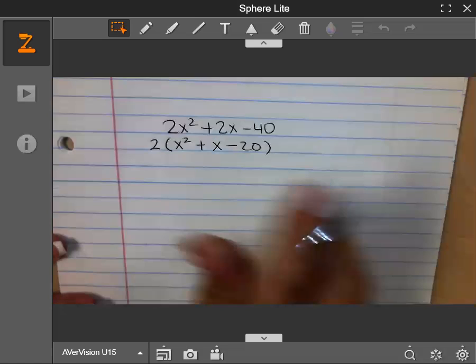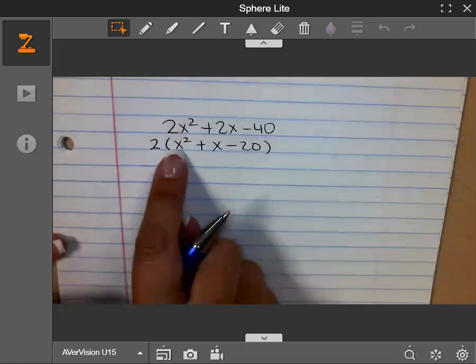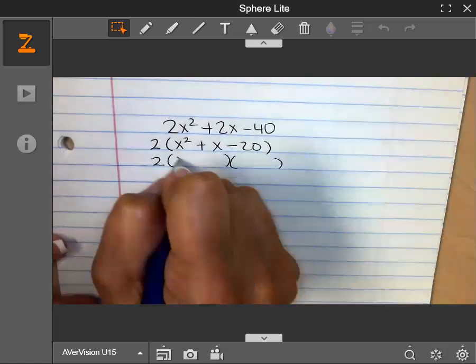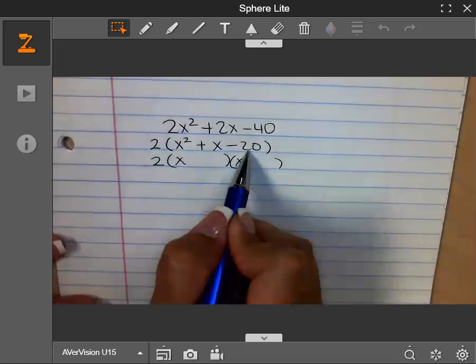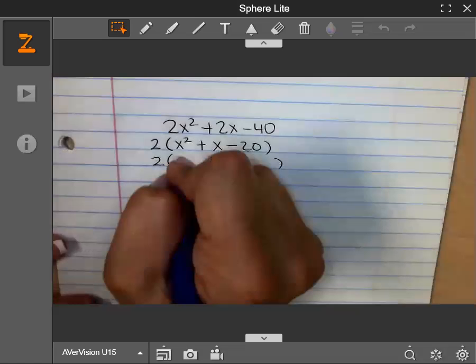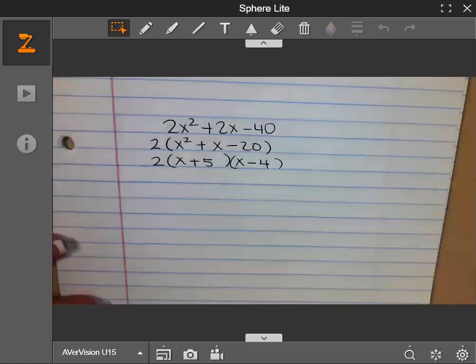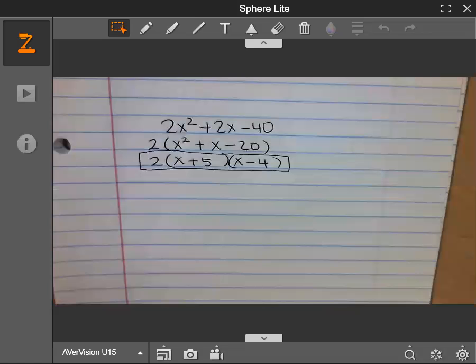By doing that, I just made it easier because now I can just factor as if a is 1, because a is 1 here. So that 2 stays on the outside, and we set up the x, and we're looking for what multiplies to be negative 20 and adds to be a positive 1. That is a positive 5 and a negative 4. You want to be really good at your times tables here because that's going to help you be much faster. And so it would stay with the 2 on the outside like that.